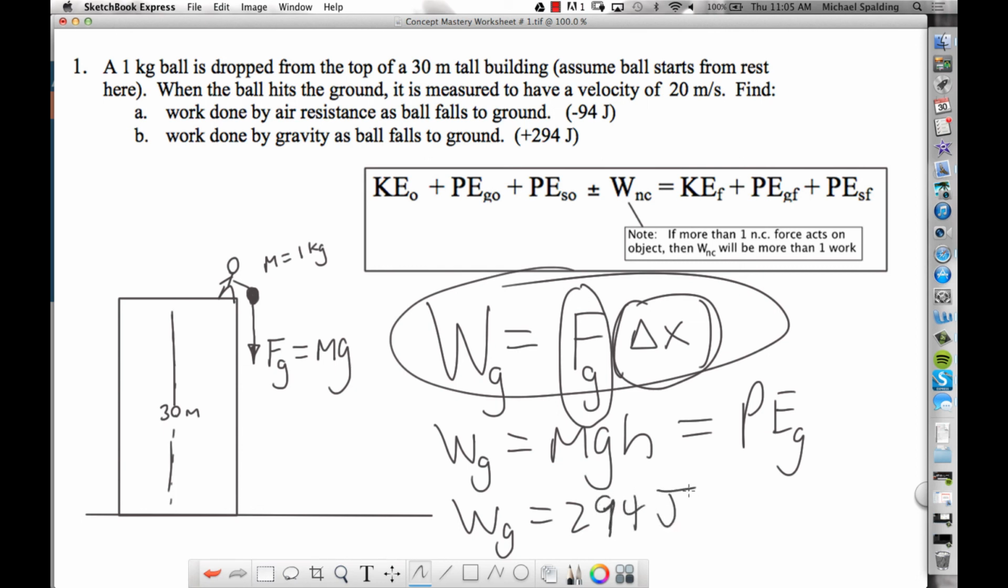Is this going to be positive 294 or negative 294? Positive. Now, can gravity do negative work? It sure can. That would be if you had a guy down here who throws the ball up. If you throw a ball up in the sky, then gravity is doing negative work because it's opposite motion.